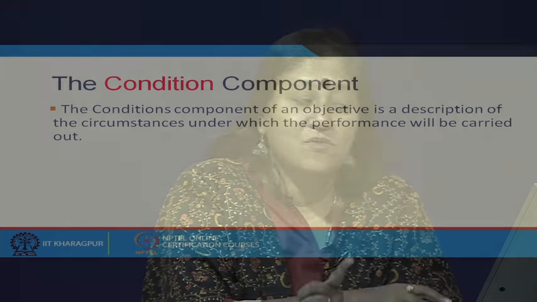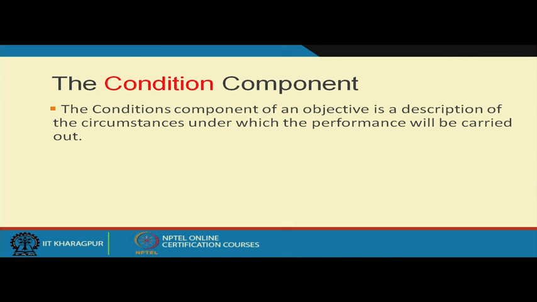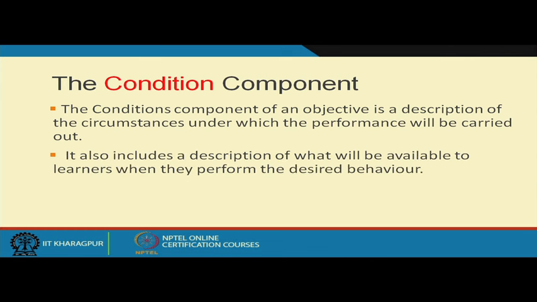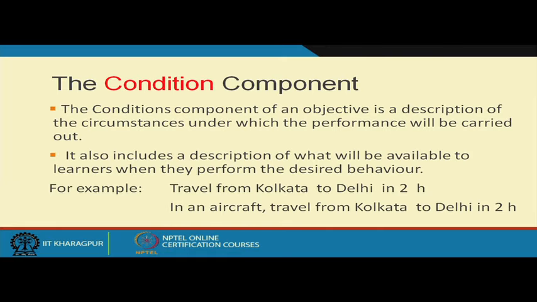Condition, I mentioned, what is the condition? The condition component of an objective is the description of the circumstances under which the performance will be carried out. It also includes a description of what will be available to the learner when they perform the desired behavior. For example, travel from Kolkata to Delhi in 2 hours. If I mention in an aircraft, that is the condition component, right. In an aircraft, travel from Kolkata to Delhi in 2 hours. So, you should specify what condition, right.